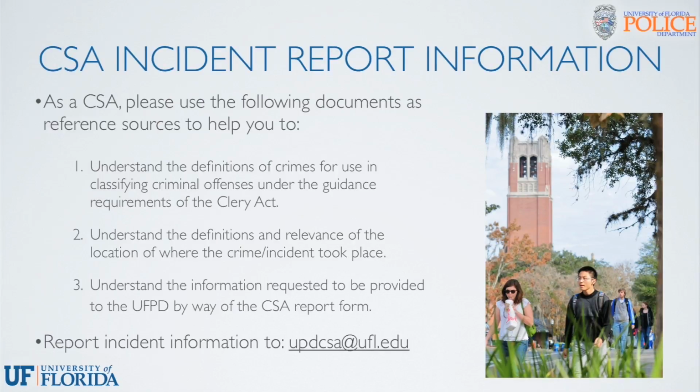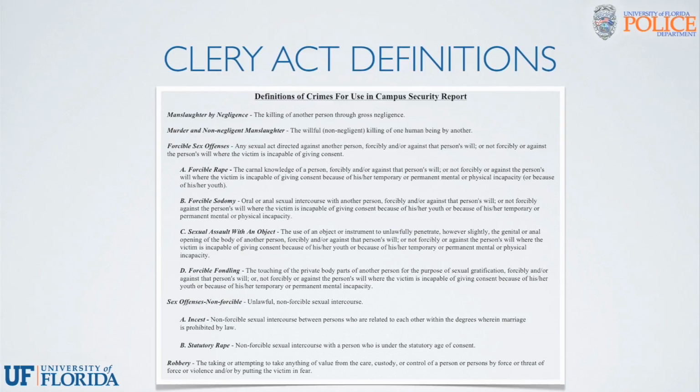As discussed previously, as a designated CSA, you are asked to report incident information provided to you immediately via email at updcsa@ufl.edu. In the following slides, you will first see the actual list and definition of crimes that need to be documented, the location of where those crimes were reported to have occurred, and the information requested by the UFPD for reporting purposes. This slide and the following slides have information that you may want to pause the training in order to completely review. These slides are a comprehensive list of crimes and their definitions as required to be reported by the University of Florida in accordance with the CLERY Act.